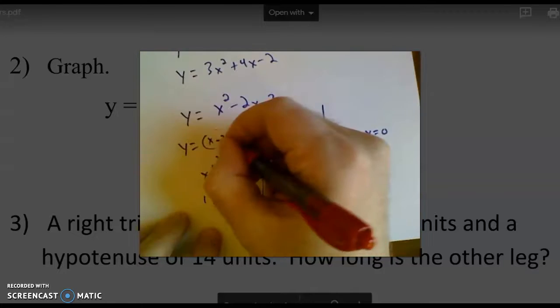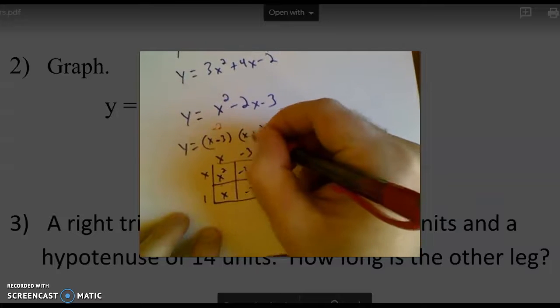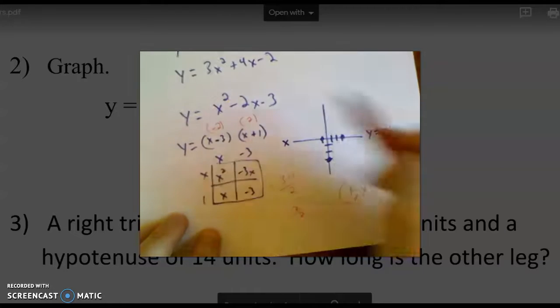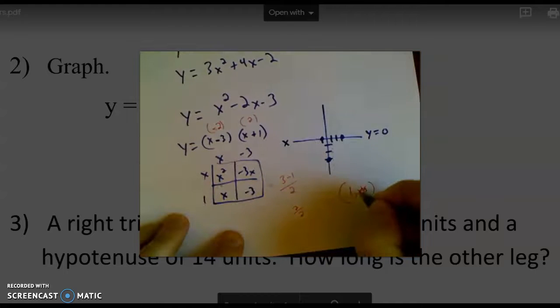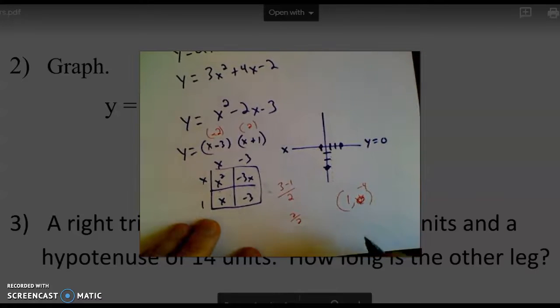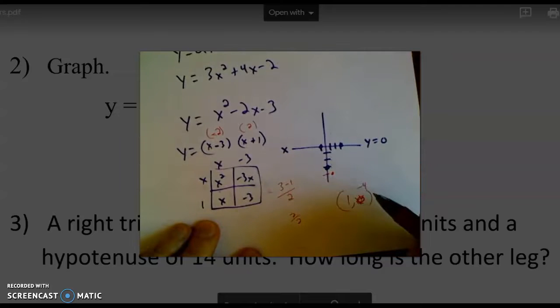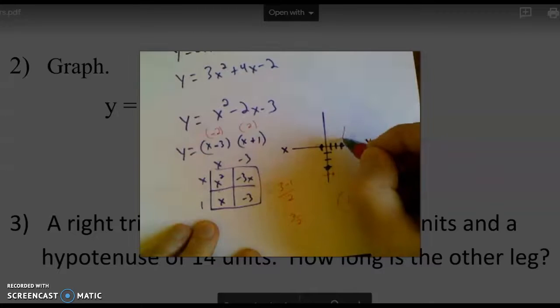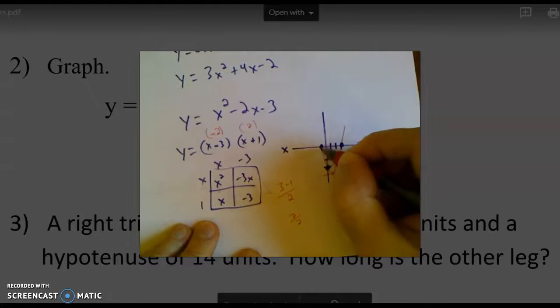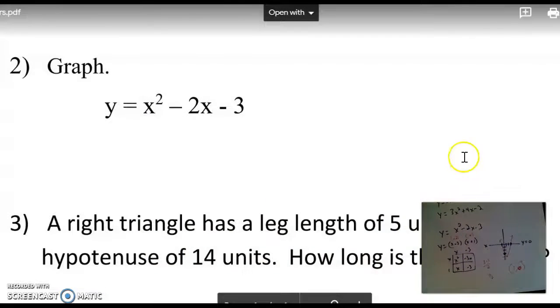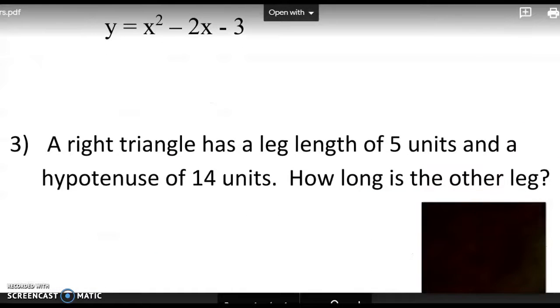So 1 minus 3 is negative 2. 1 plus 1 is 2. You multiply those together and you would get negative 4. So I just found my y value is negative 4, and this coordinate is my vertex. So then I can complete the graph, and there it is.